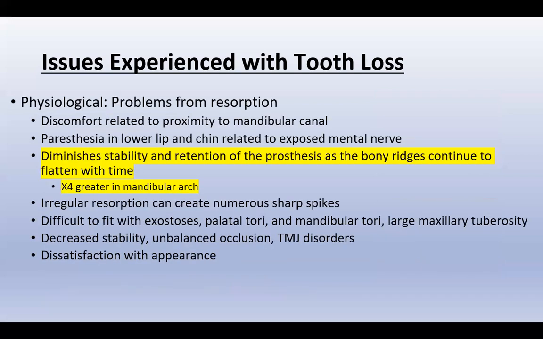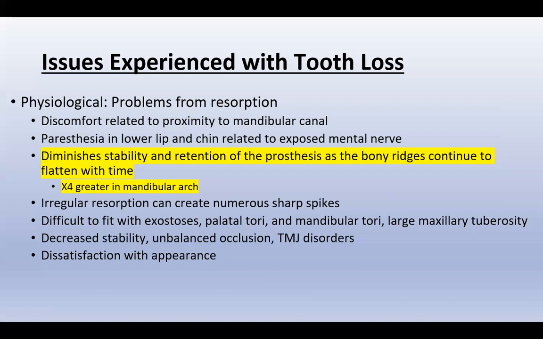So issues experienced with tooth loss, we talked about the physiological problems from resorption, and a little more detail on this. This can include discomfort related to the proximity to the mandibular canal. So if this bone starts thinning out closer to the nerve that's running through the mandibular canal, there can be more discomfort associated with that. Paresthesia in the lower lip and chin related to exposure of the mental nerve. So you can see how bone resorption, once it starts happening to a larger amount, can really start to cause all other problems as these nerves can be exposed.